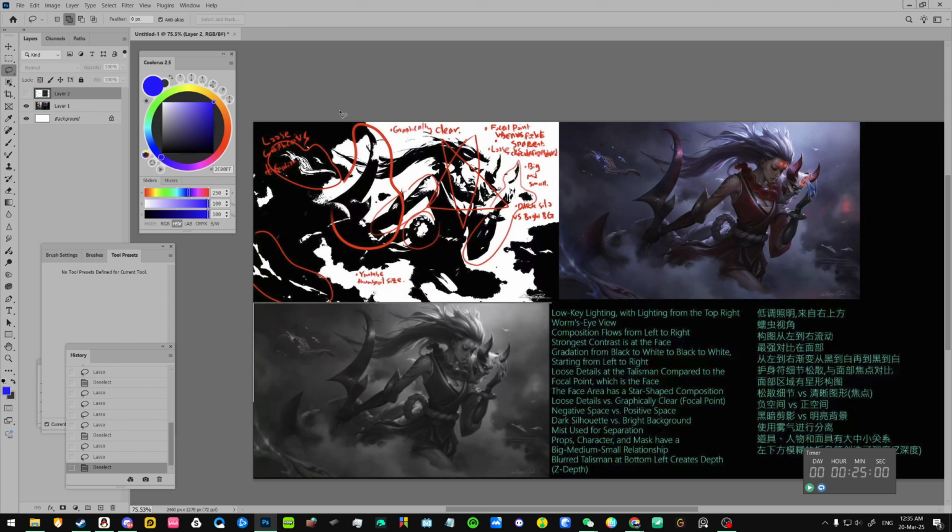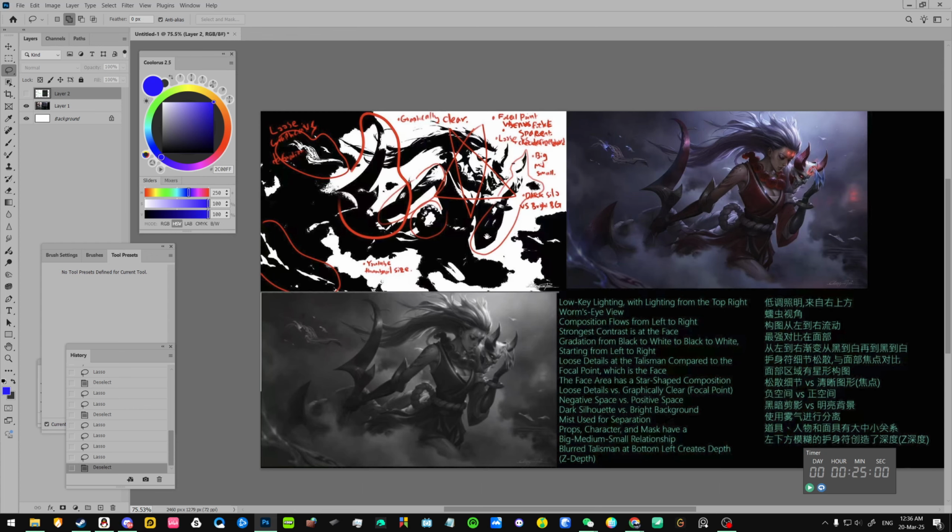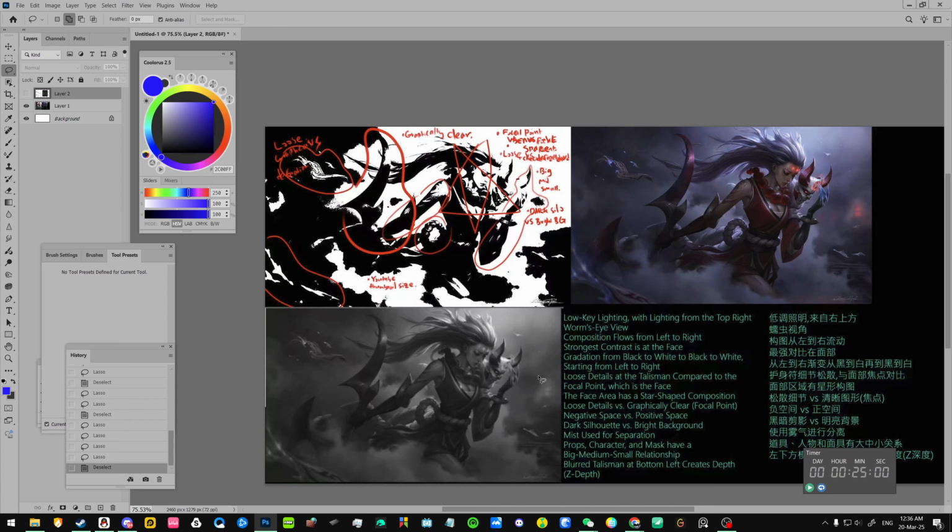And as the image leads from left to right, there's lots of positive space here, and it contrasts with the negative space in the background, followed by the character, which has lots of positive space in the middle. And this is also a clear case of dark silhouette versus a bright background, as we can see here. So this really makes the character stand out. And if you want to have a sense of depth, this is where you add mist along as well.